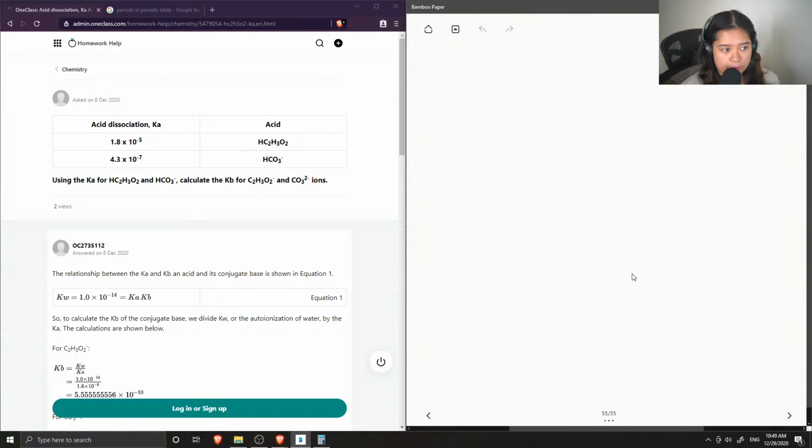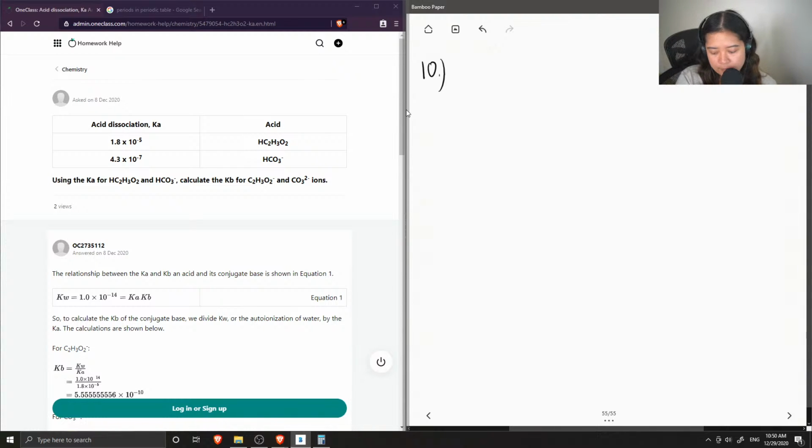Okay, so question 10. Okay, so they give us all the different acids' association constants, so Ka, of certain acids. Using the Ka for these acids, calculate the Kb for the following ions. So, which is the conjugate base.